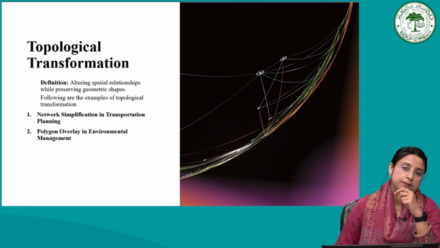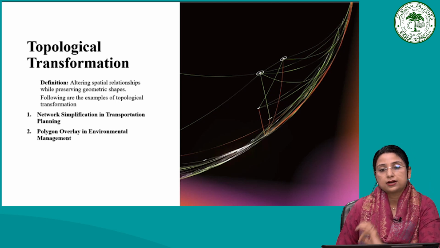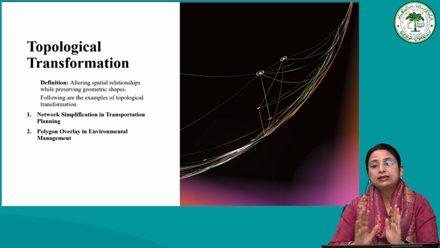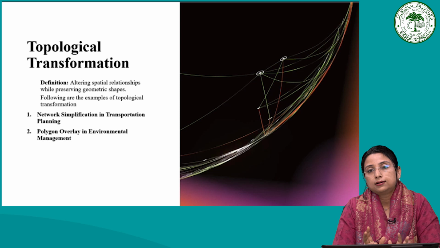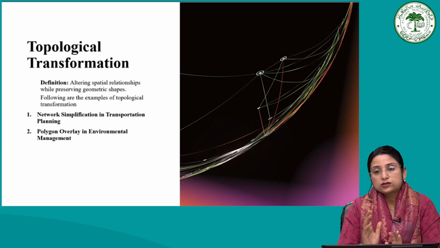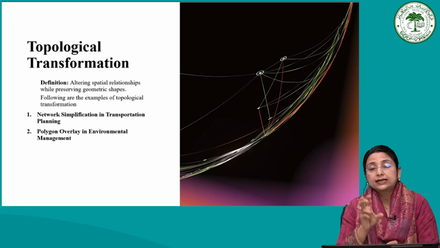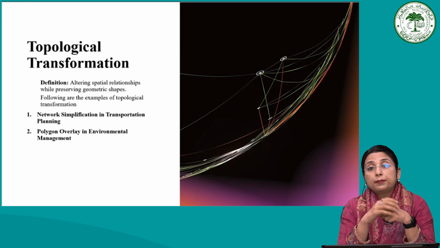After completing the geometric transformation and the coordinate transformation, the third type of transformation is topological transformation. Whenever we talk about topological transformation, it involves altering the spatial relationships and the connectivity of the spatial entities, objects, and features, while it preserves the geometric shapes.